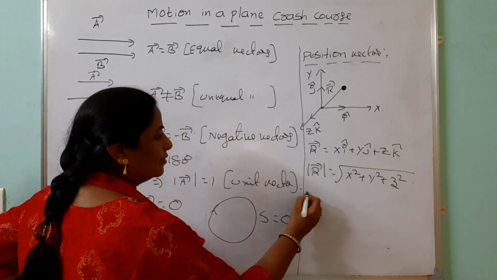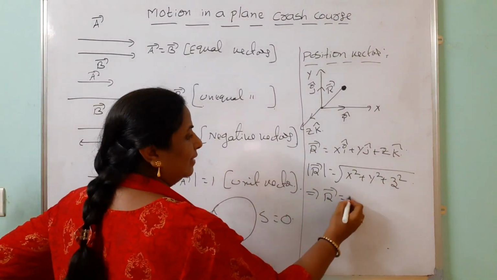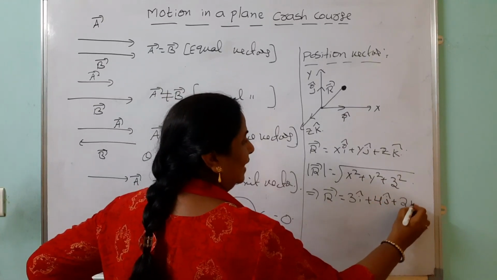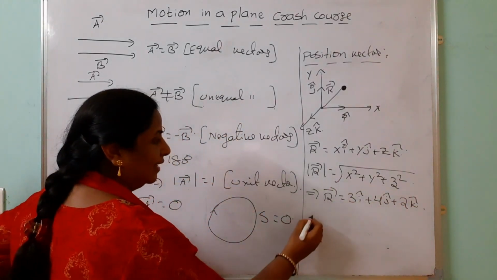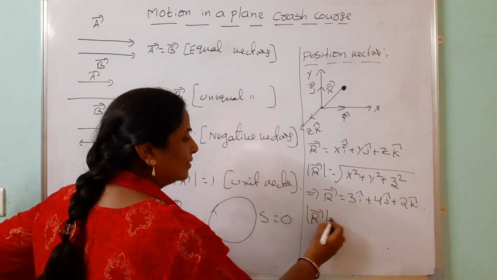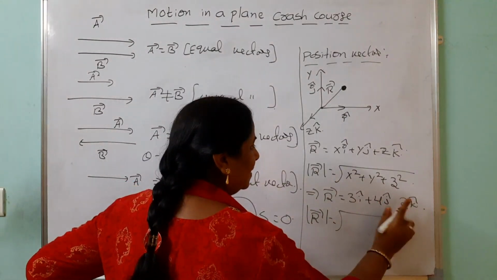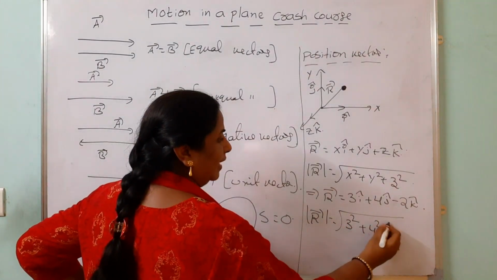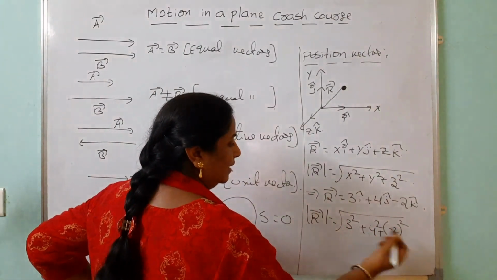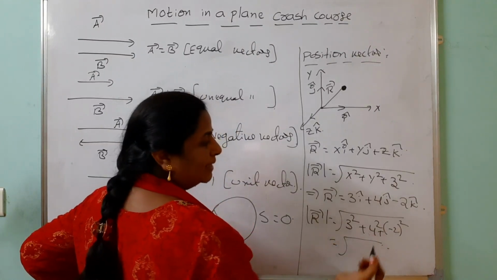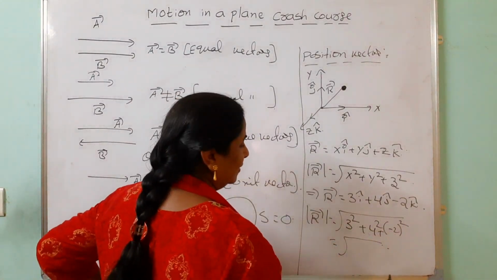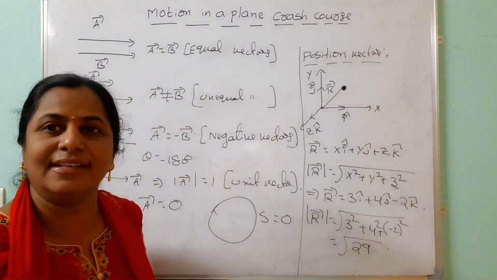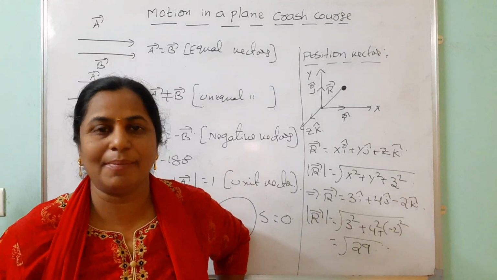We do one problem also. Suppose r bar equals 3i cap plus 4j cap minus 2k cap. Find the magnitude of this one. Then r bar magnitude equals under root 3 square plus 4 square plus minus 2 whole square. Then what is our answer? 9 plus 16 is 25, 25 plus 4 is 29. Under root 29 is the magnitude. Like that, for any vector you can find out the magnitude.